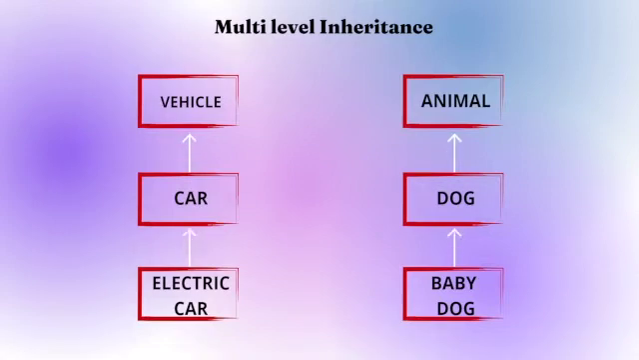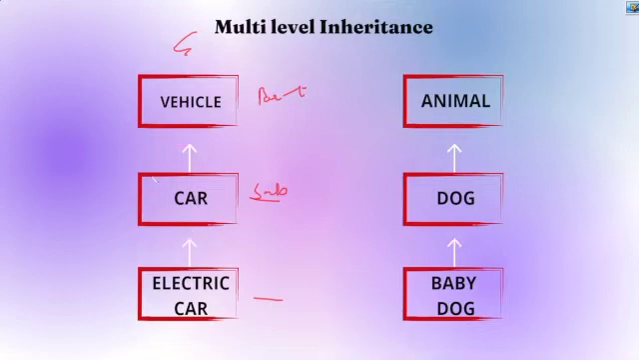Next, the next concept we have is multi-level inheritance. As you can see here in the multi-level inheritance, we have two levels of inheritance. The one is the parent class, and there are two subclasses. One is car, and the other subclass that we have here is electric car.